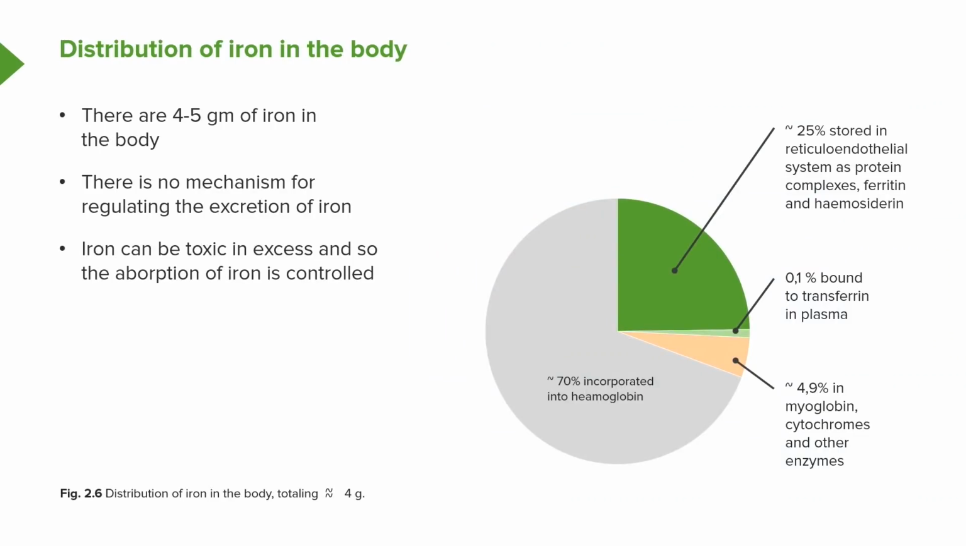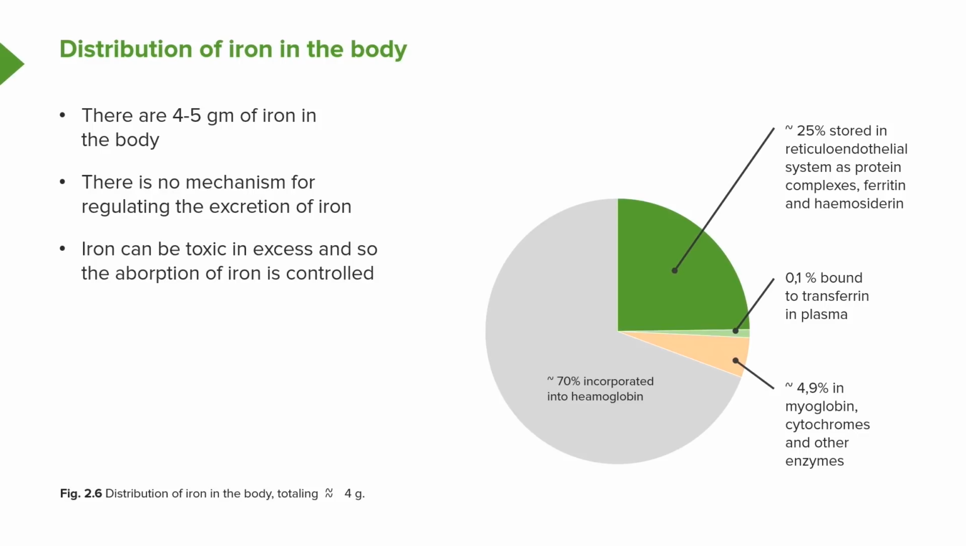Let's take the first of these, and that is iron deficiency. First, we have to consider the physiology of iron within your body. Now, iron is one of the most common elements in the crust of the earth, and yet we only have around 4 or 5 grams of iron within our body. There's also no mechanism for regulating the excretion of iron, and so we have to be very careful how much iron we absorb.